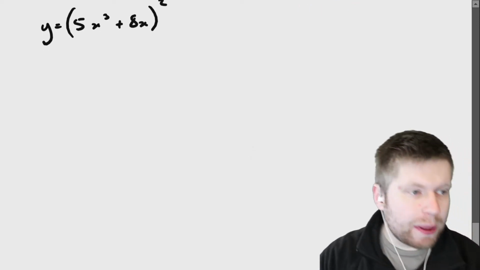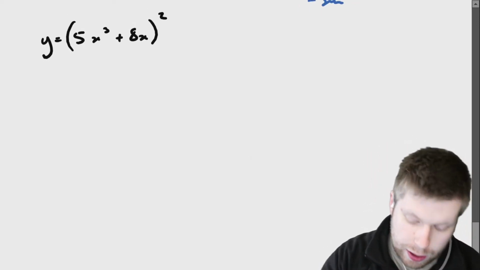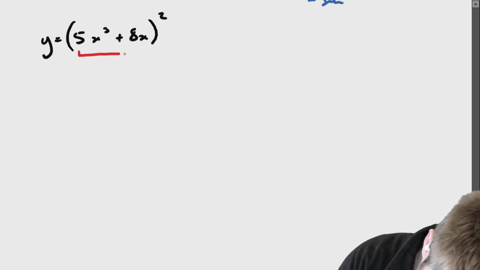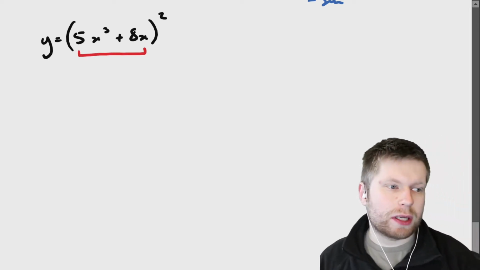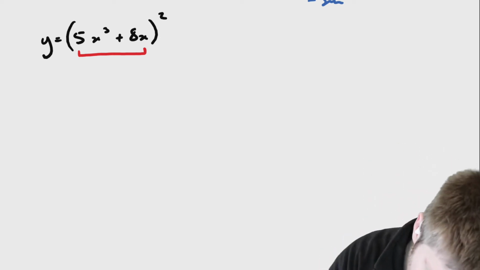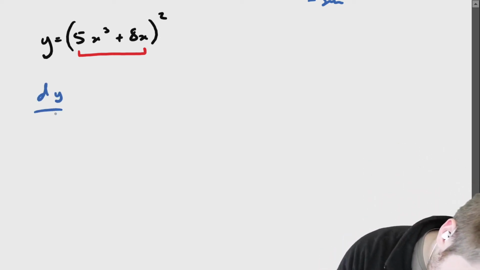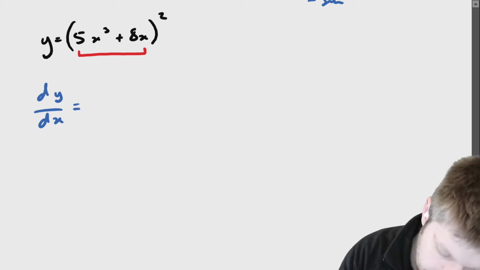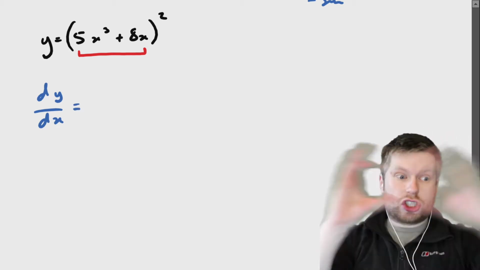Now are you happy there's two functions going on here? There's a function within a function. The inside function is 5x to the power of 3 plus 8x. And then the outside function is just basically squaring that. So to differentiate, what I'm going to basically do is first of all differentiate the outside function. In other words, the squaring bit.